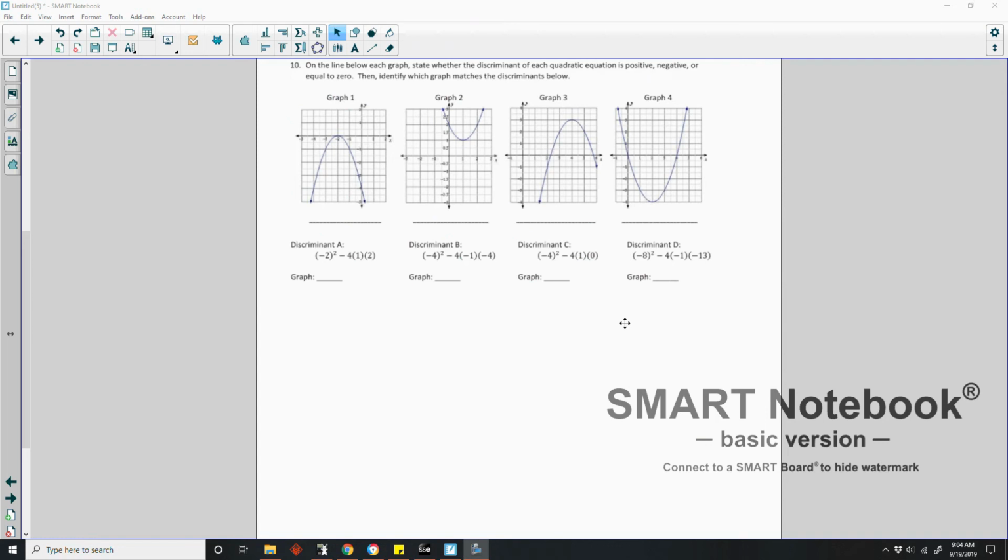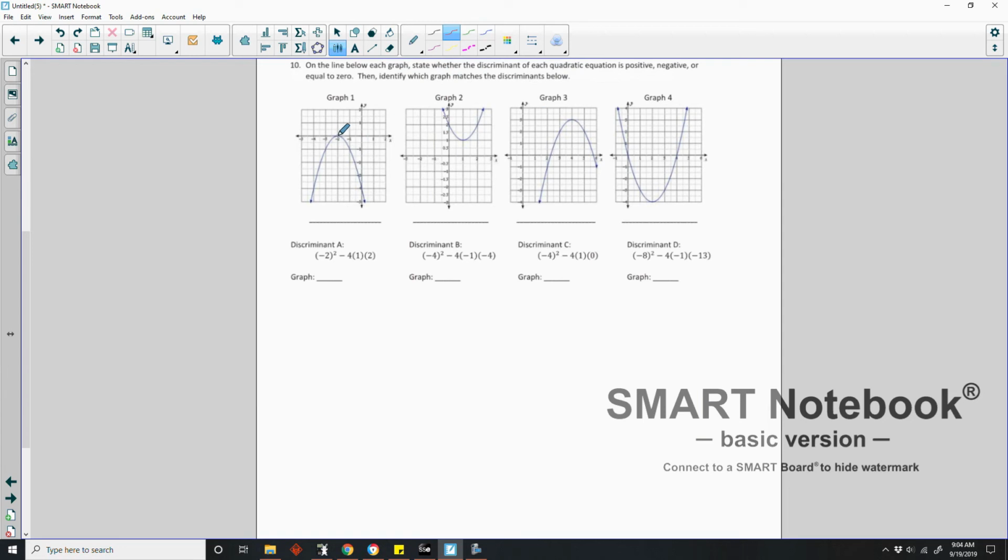Okay, now we're going to apply what we know to a graph or graphs. All right, so here are 4 graphs, and number 10 says on the line below each graph, state whether the discriminant of each quadratic equation is positive, negative, or equal to 0. Then identify which graph matches the discriminants below.